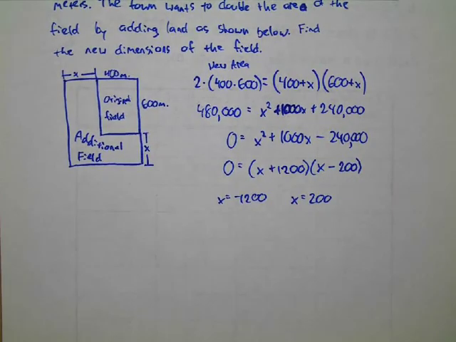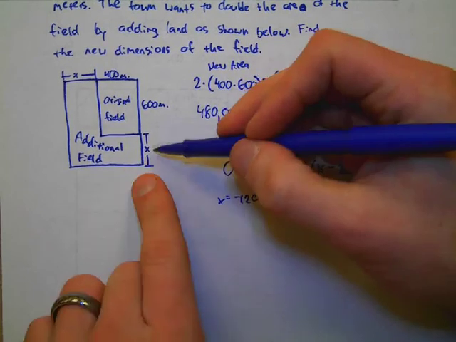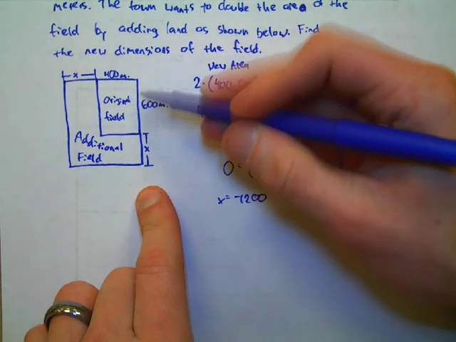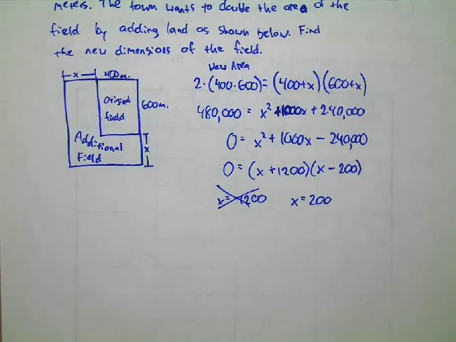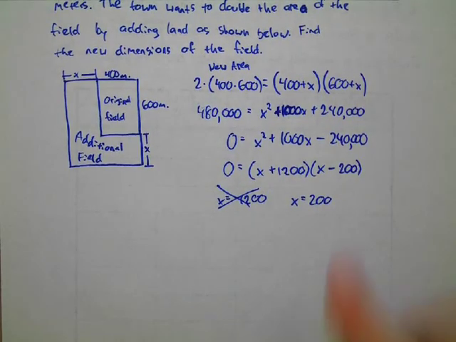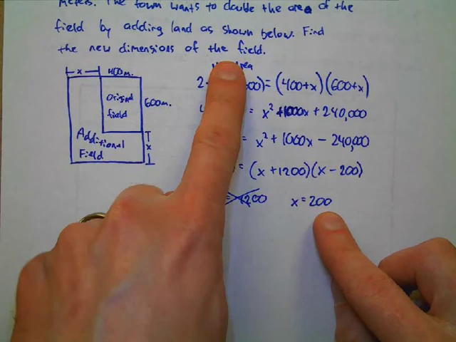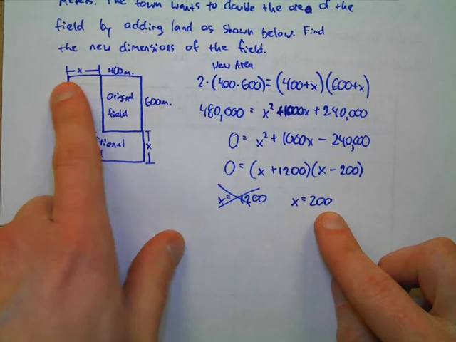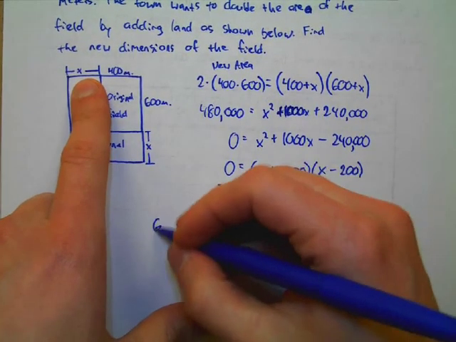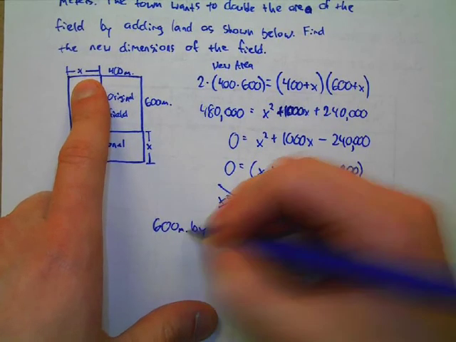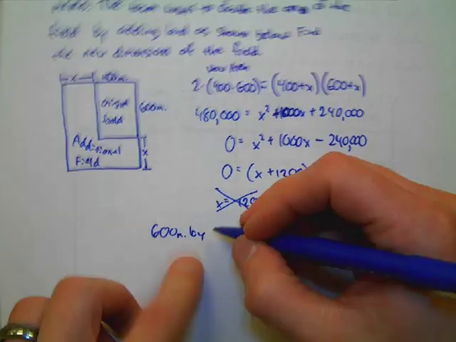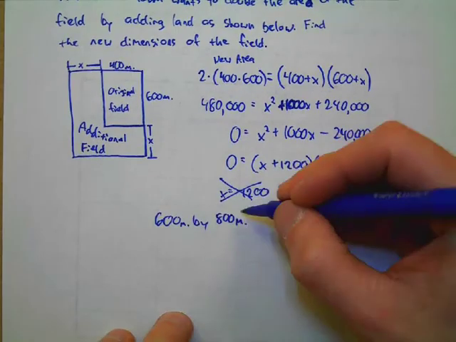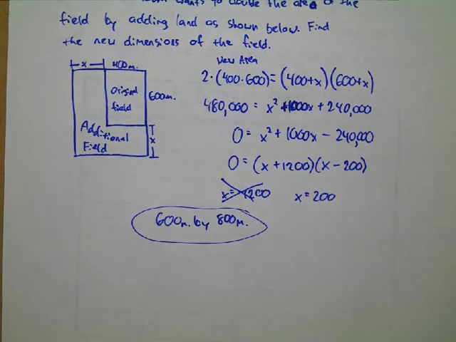Okay, so do both of these answers make sense in the context? Which one does not make sense? The negative one, because we wouldn't add negative 1,200 to a 600 long field, that would make a negative dimension. So that one's right out. But our final answer is not 200. Remember, we want to find the new dimensions of the field. What will this new dimension be? 600 meters by, and what's this new dimension going to be? 800 meters. That's right. So there it is.